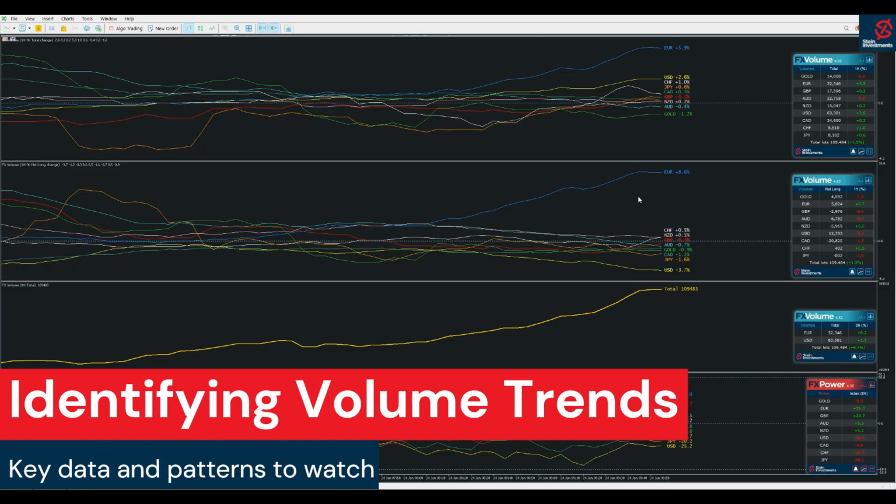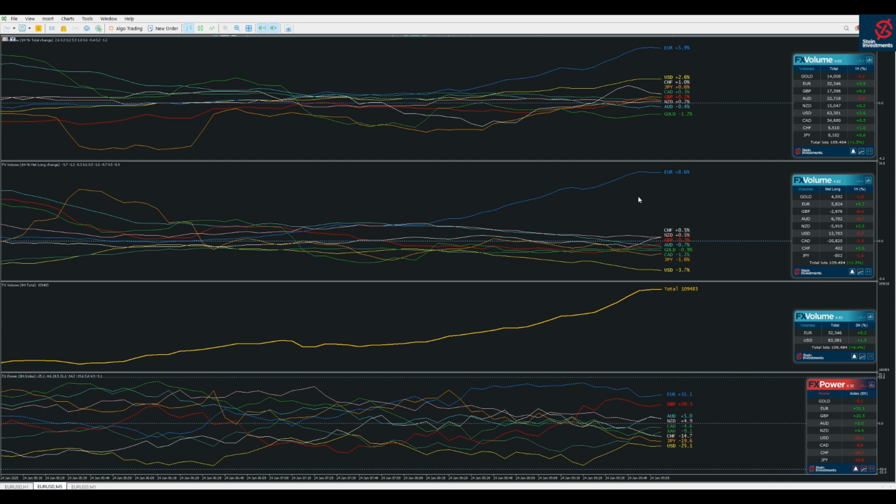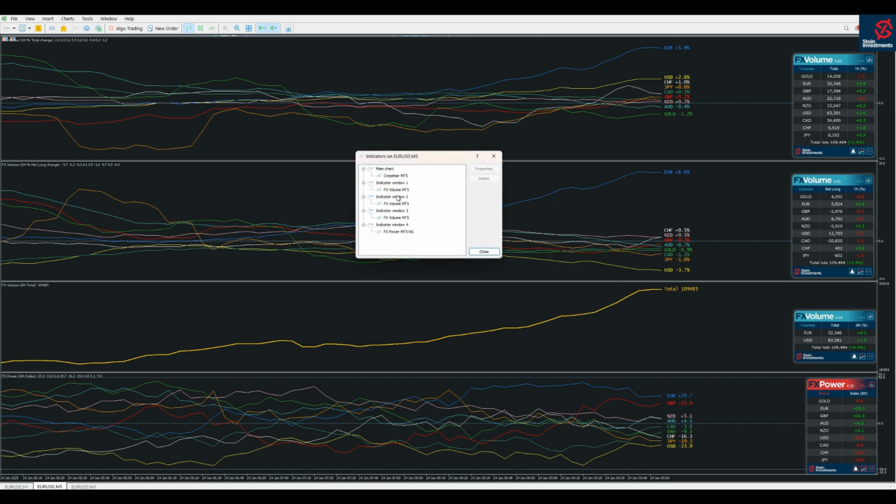So let's have a detailed look at what this overview provides to you as a user of FX volume, FX power, and all other tools. So let's start with the first subwindow. It contains the total trading volume of each currency and gold, and on the right side we see the comparison, so how much the total volume changed during the past hour. You can customize it as you like. I can show it in the settings here.